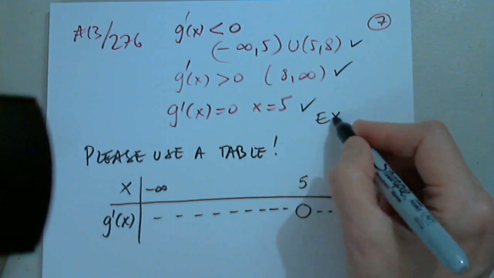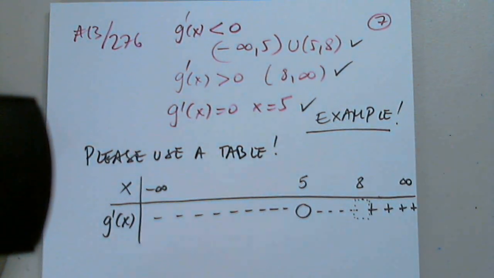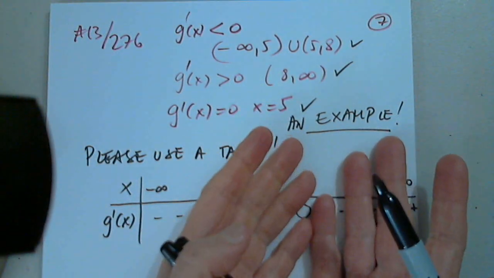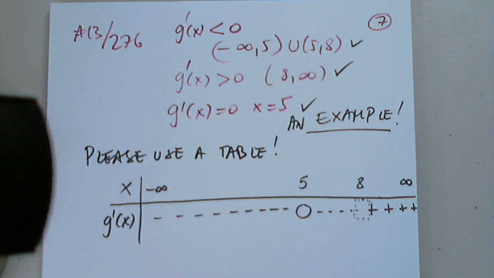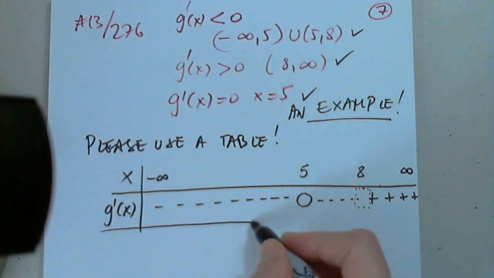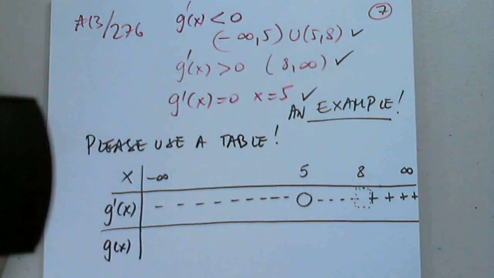They're asking us to create an example. There are many correct answers. They want one example: graph an example of a function that fulfills the given conditions. So here is our analysis, as we've done it before, without using the table.